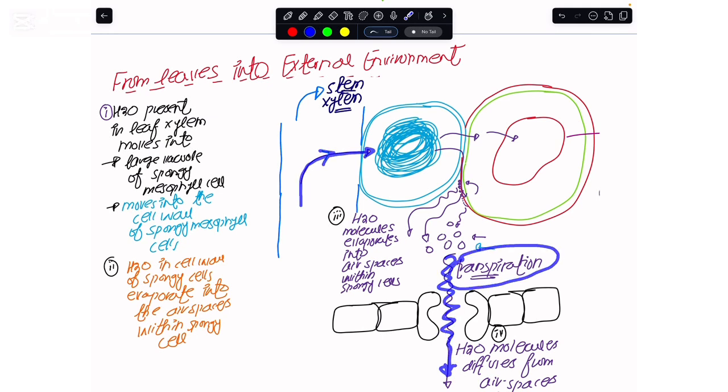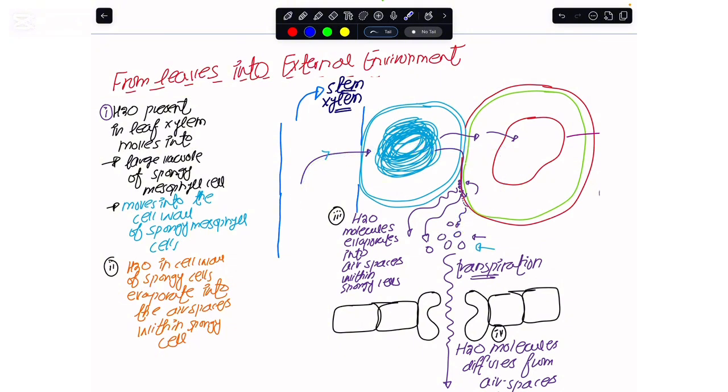Because if transpiration did not occur here, then the water would not be pulled from here to here and here to here. The water would not come from the leaf xylem to the large vacuole of the spongy mesophyll cells, and we cannot pull the water upward.